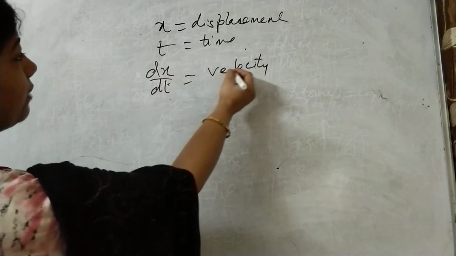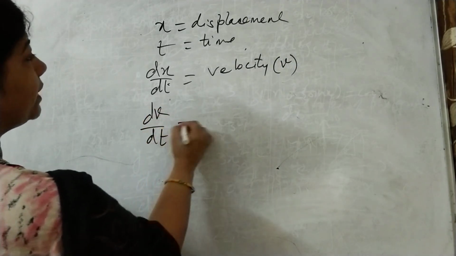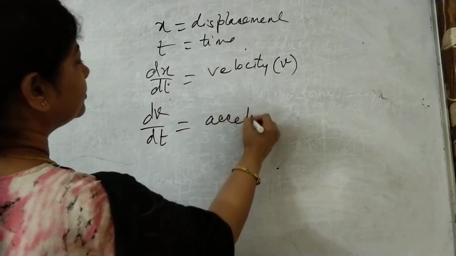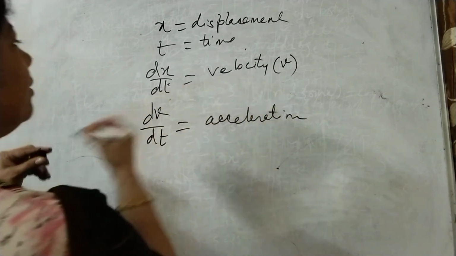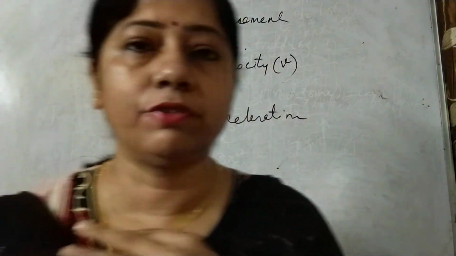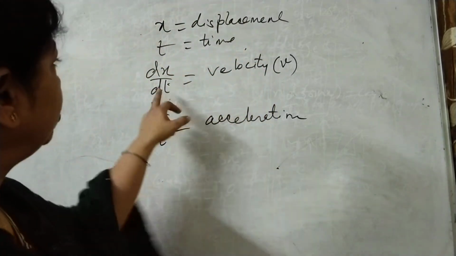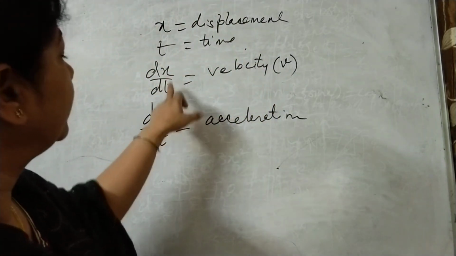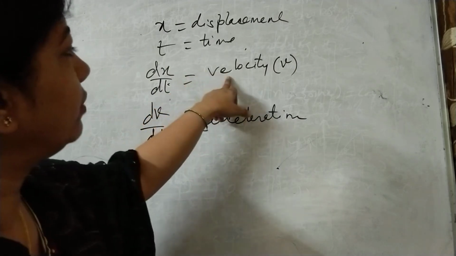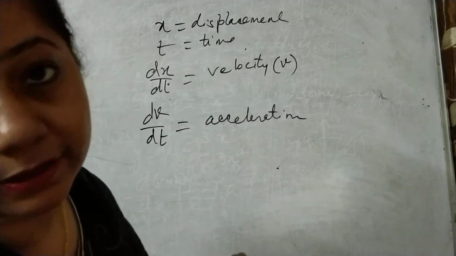Now suppose again I have this v, I will write it as v. If I write dv by dt, then dv by dt is what? Acceleration. Fine. So this is very important for us to understand. Suppose I get an equation in which the displacement is a function of time. Before doing it, two things you have to remember. If I differentiate x, the displacement, with respect to t, the time, we get velocity. And if I differentiate velocity with respect to time, what we get is acceleration, right?